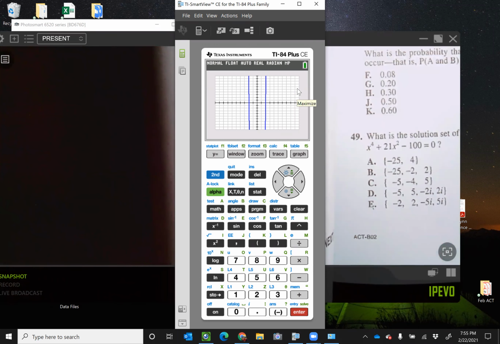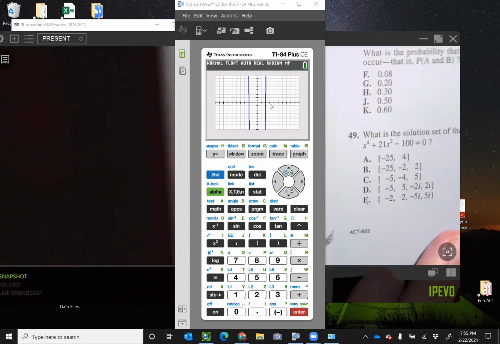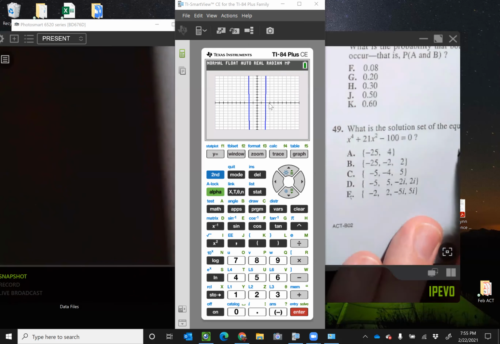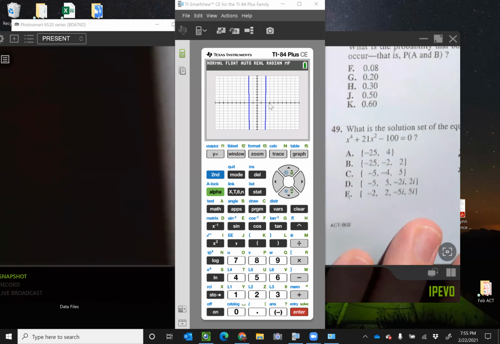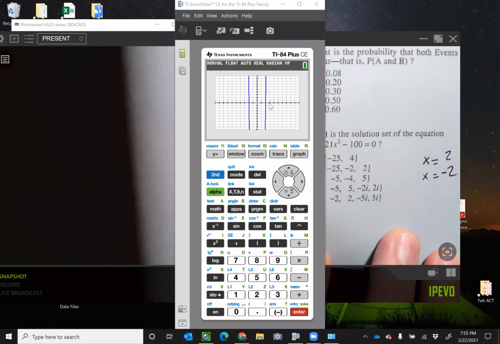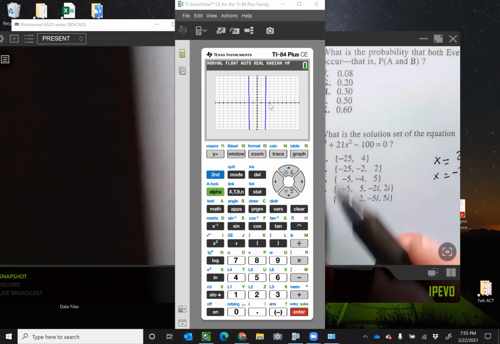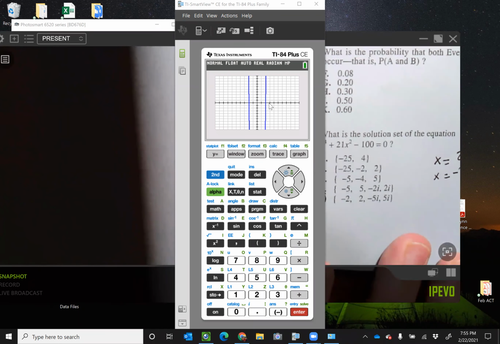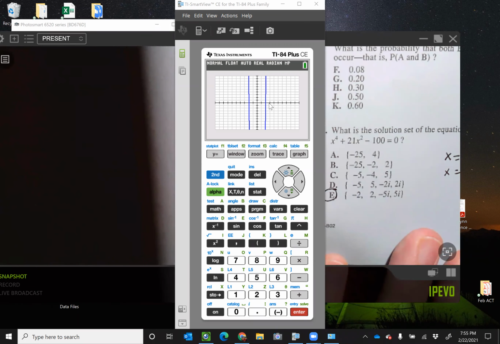Yes, absolutely. So here's our graph. Now notice it touches at x equals 2 and x equals -2. Those are two answers that it touches at. And I think in terms of the solutions here, letter E is the only one. Answer has to be E.